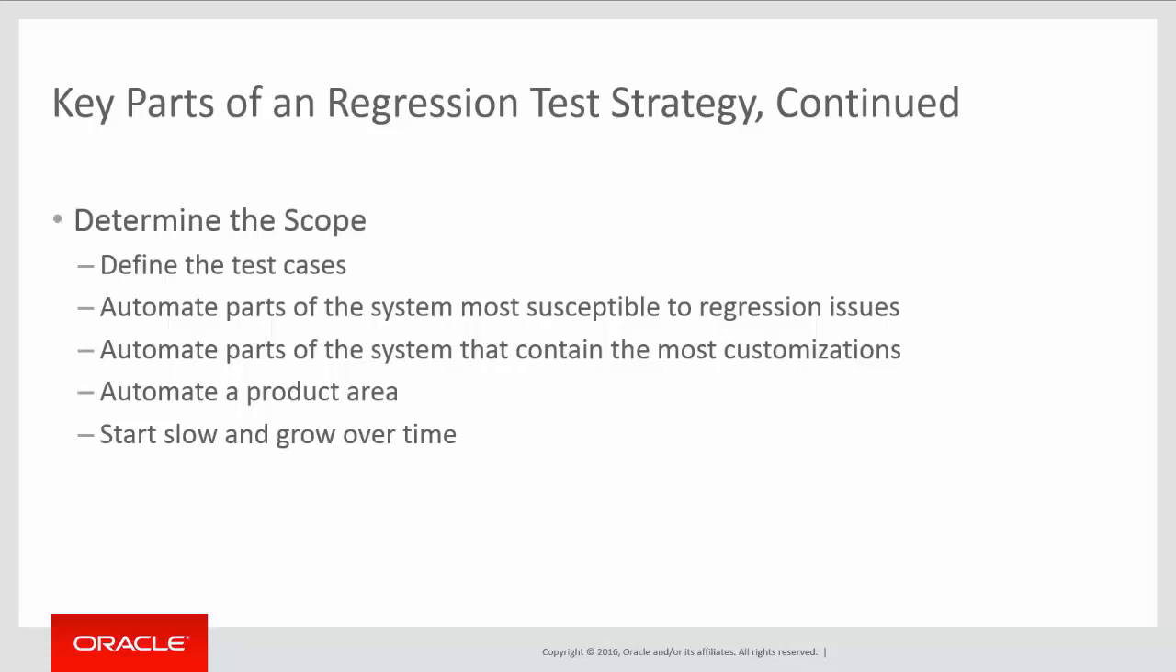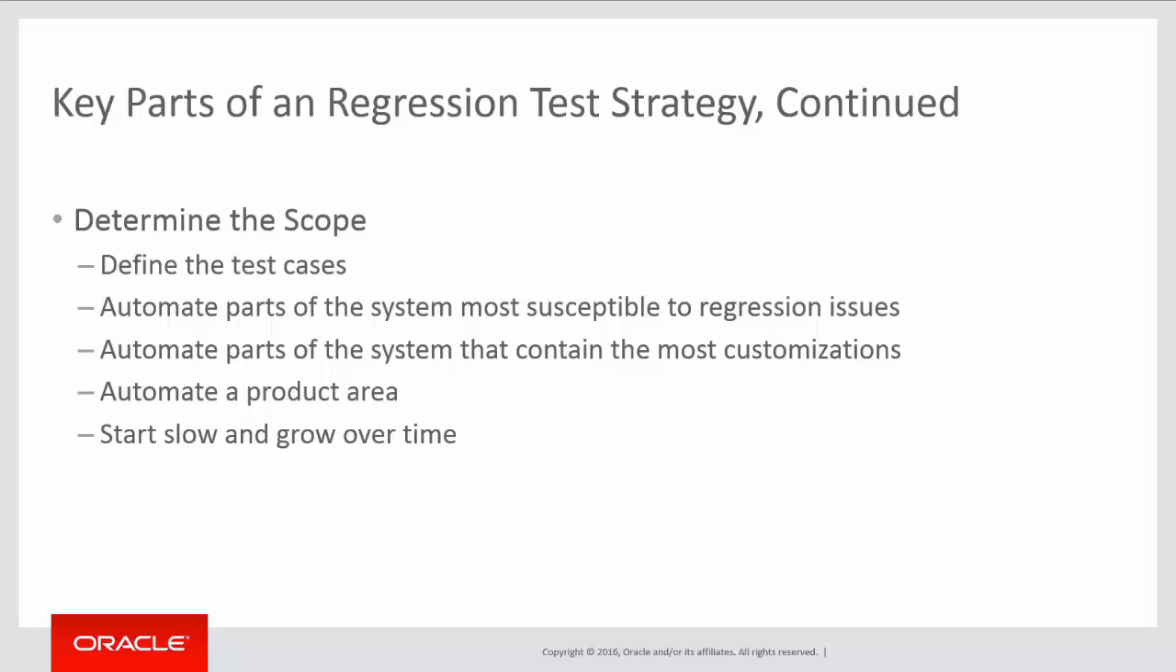Another approach is creating test cases for parts of the system that have customizations. Certainly areas that are heavily customized are prone to regressions when applying maintenance and taking new features. In many cases, the parts of the system most susceptible to regression problems and the areas with the most customizations are the same. Again, expect this approach to take time as well.